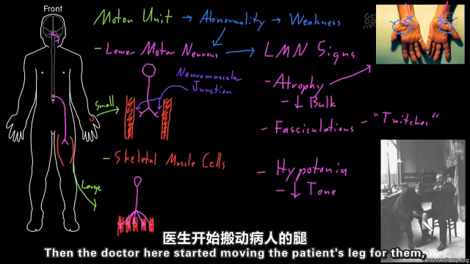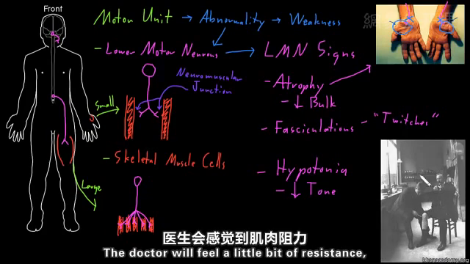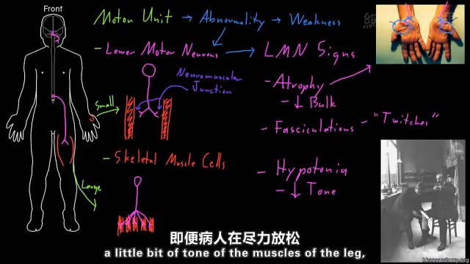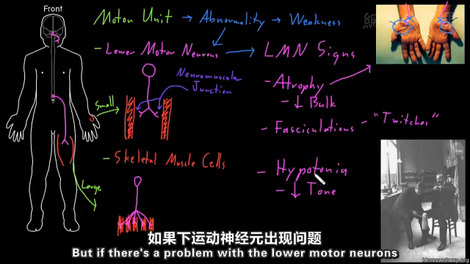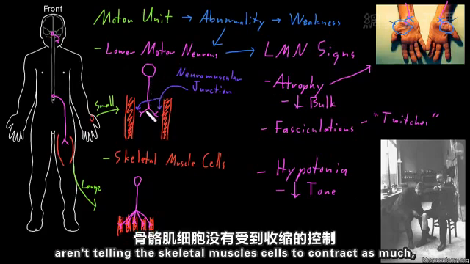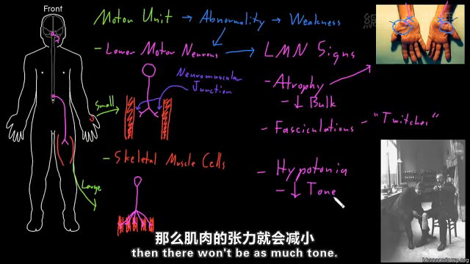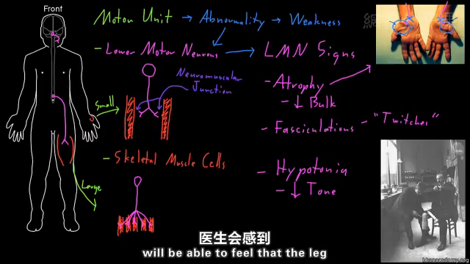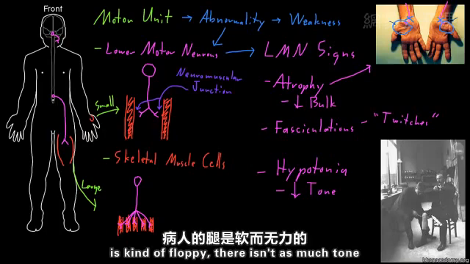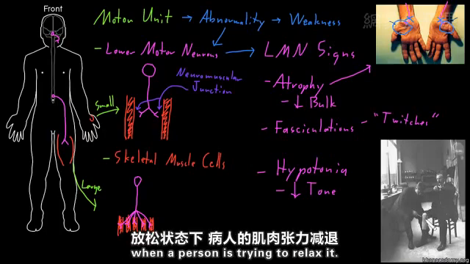And then the doctor here started moving the patient's leg for them. They started bending and unbending their knee. The doctor will feel a little bit of resistance, a little bit of tone of the muscles of the leg, even if this person's trying to relax as best they can. But if there's a problem with the lower motor neurons, so that the lower motor neurons aren't telling the skeletal muscle cells to contract as much, then there won't be as much tone. There'll be hypotonia. And the doctor will be able to feel that the leg is kind of floppy. There isn't as much tone when a person's trying to relax it.